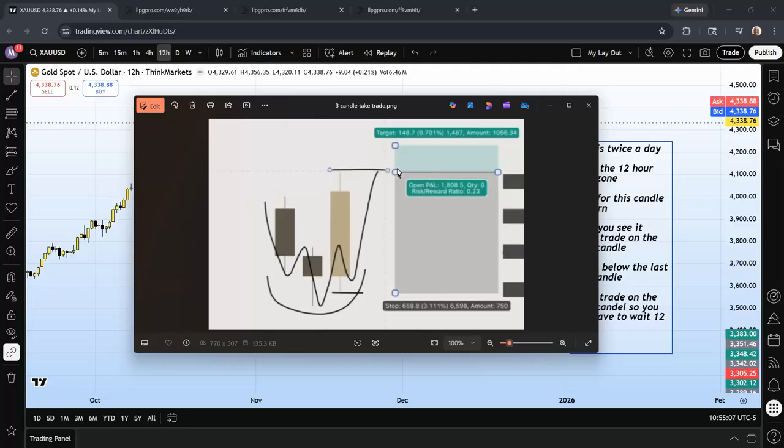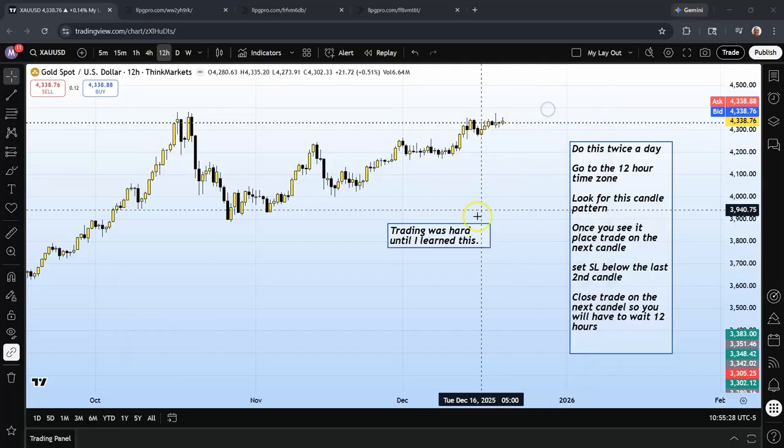Now, you can set it for a 1-to-1. That's up to you. But typically, you'll come back 12 hours later, and before that candle closes, you want to exit your trade. Okay, so let's do a deep dive. We'll do some back testing. I marked up the charts to show you exactly what you'll be looking for when you go to your charts and start back testing this as well.